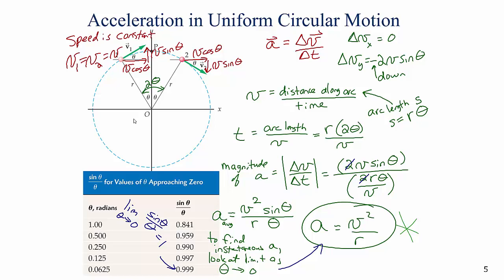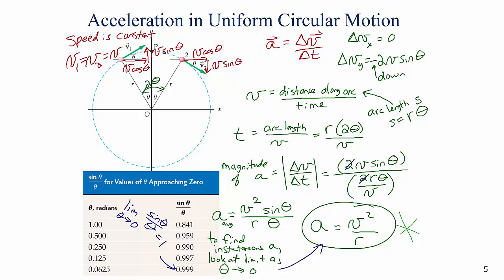So that's the more important thing, is understanding conceptually. The faster you're going, the more the direction changes per second, so that increases the acceleration. The smaller the radius is, the more your direction changes per second. So that also increases the acceleration.